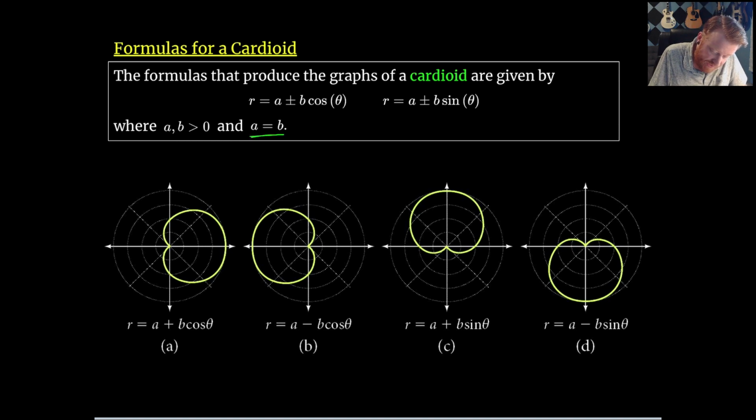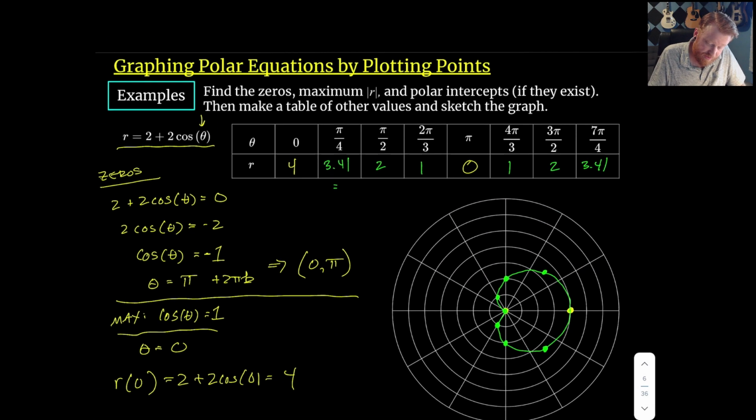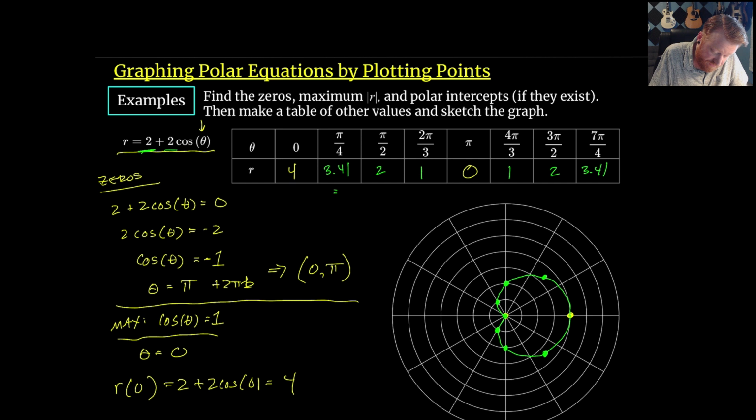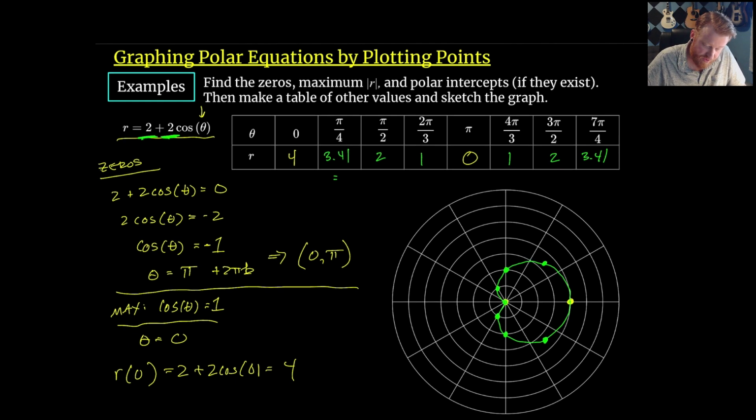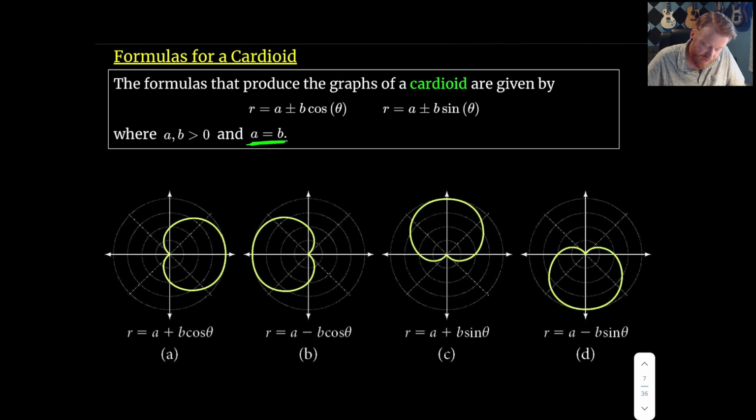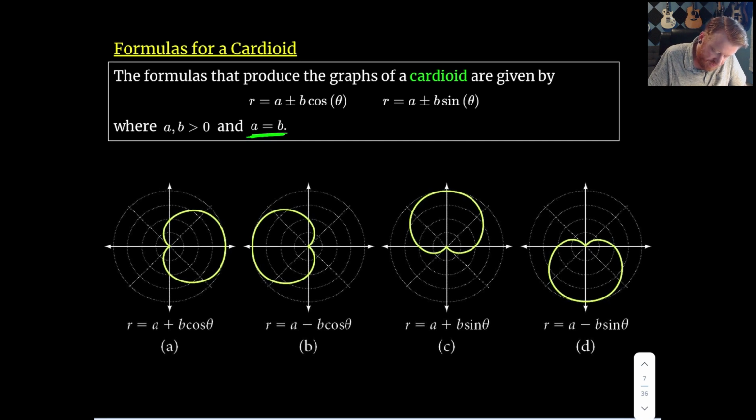Here what we're noticing is that a and b are equal. So what we saw in this last one is that they were both 2. So when we have the coefficient in front of the trig, either sine or cosine, being the same as the constant in front, then we get this cardioid shape where it kind of just pokes into the origin, or into the pole here.